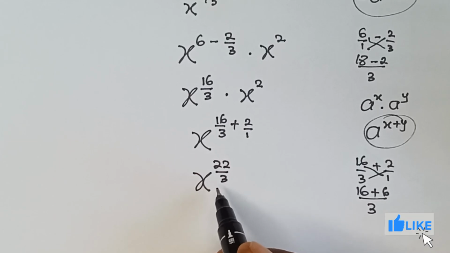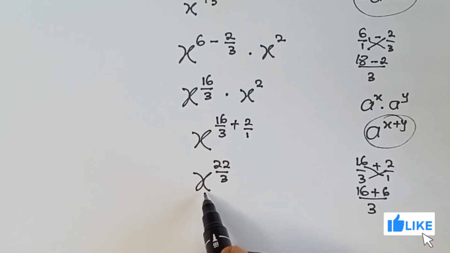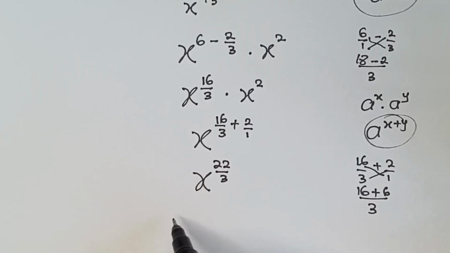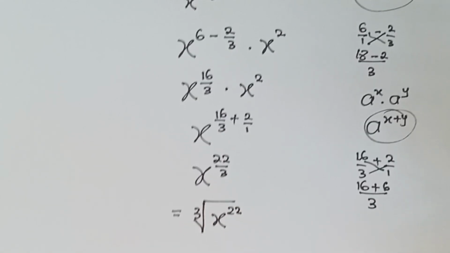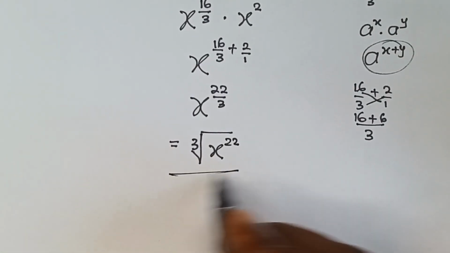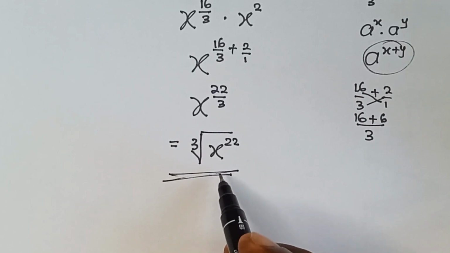We can also express that as the cube root of x raised to power 22. All right, so this also becomes the cube root of x raised to power 22. All right, so this is the final answer, cube root of x raised to power 22.